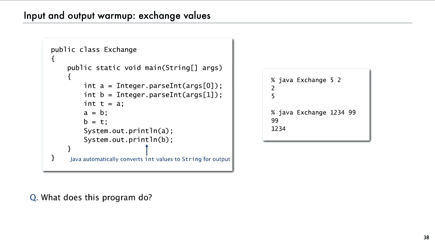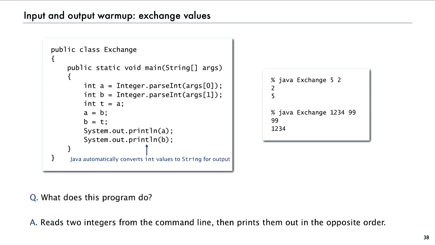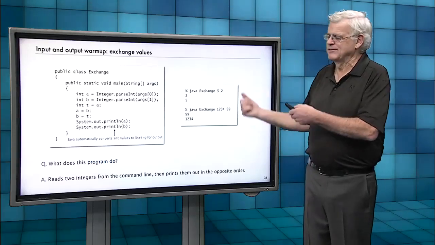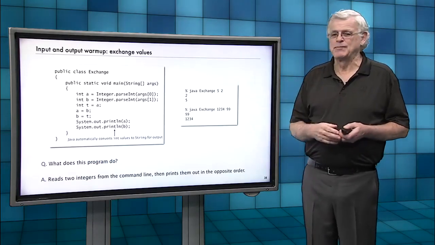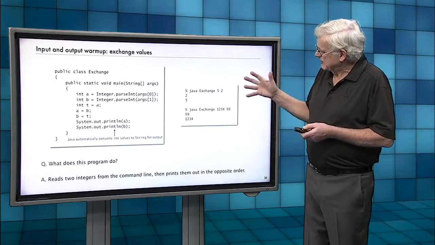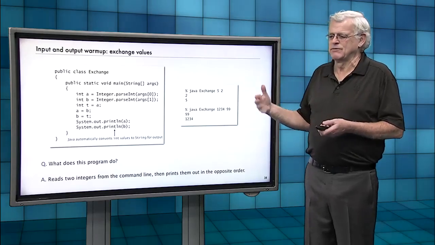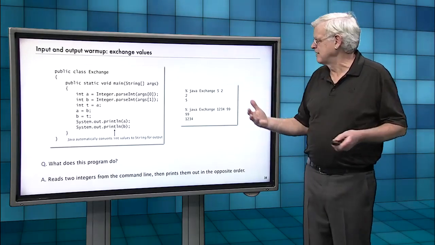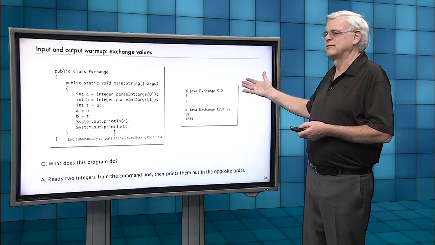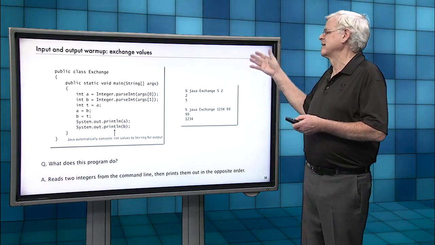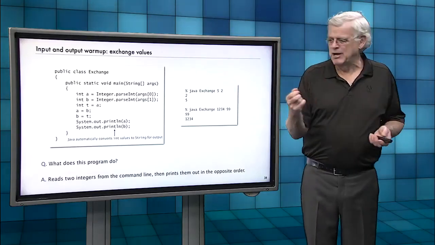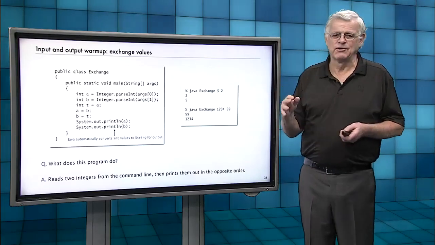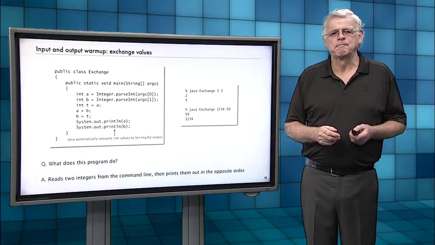So what does this program do? It reads two integers from the command line and then prints them in the opposite order. It actually reads strings, converts them to integers, exchanges them, and prints them out in the opposite order. Looking at this program, it's a template for lots of programs that we can write where we provide parameters as strings that are easy to convert to numbers, process the numbers, and then print them out with the system automatically converting them back to a string.